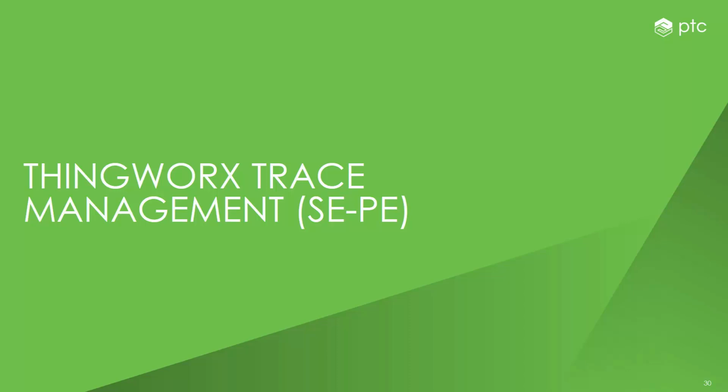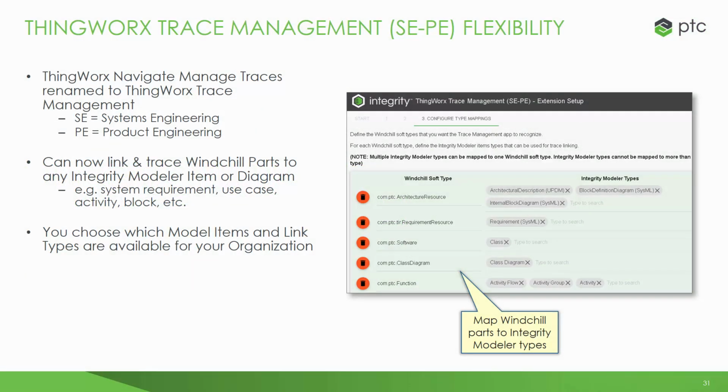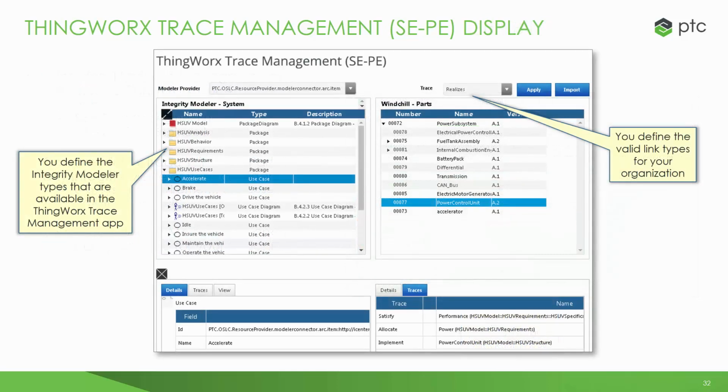As well as these new OSLC and URL based linking approaches, we've also improved our Navigate Manage Traces app, which has been renamed to ThingWorx Trace Management, Systems Engineering, Product Engineering. We've made it much more flexible, so now you can map from Windchill parts to any item in Integrity Modeler. You can define those mappings yourselves, so it's specific to your organization.